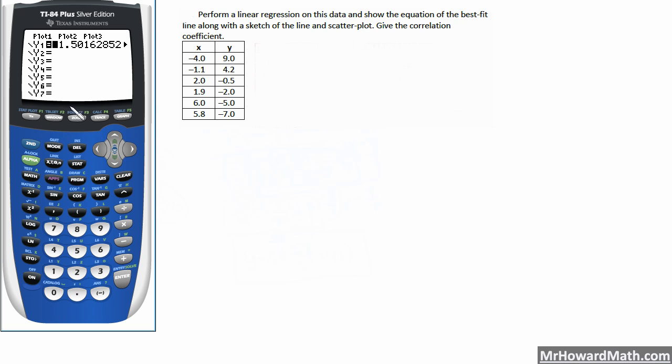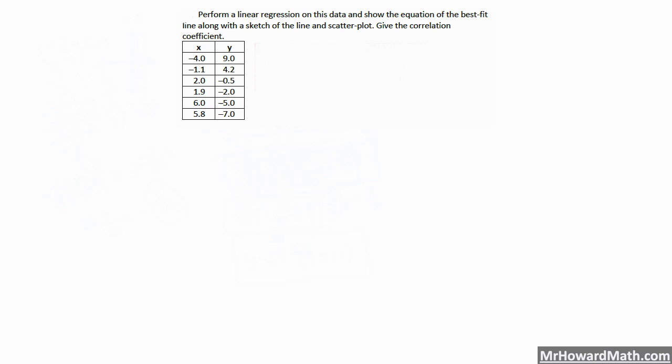The other part, it wanted the scatter plot. So we can just go up here, arrow up to plot 1, hit enter. That'll turn the scatter plot on, graph again, and that graphs the scatter plot of all these points along with the line of best fit. I'm just going to copy this over here real quick. And so that would be the scatter plot approximate graph.